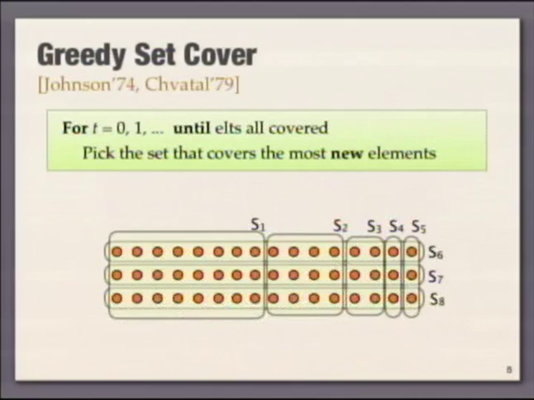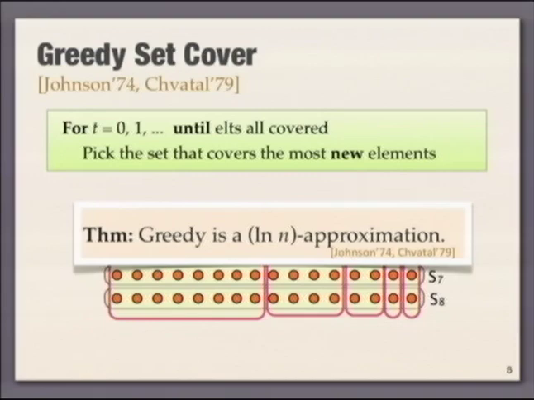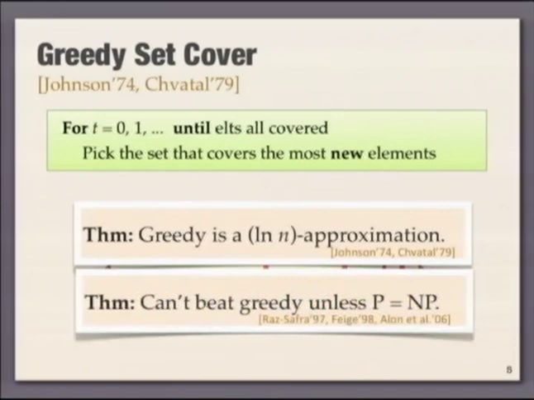Okay, there is a very simple algorithm to do set cover, and that's the greedy algorithm. It says, until everything is covered, I'm going to pick the set that covers the most new elements. So if you run that, it's going to pick something like this, S1, S2, S3, S4, S5, whatever. This is really simple. And you can also show that this is a natural log n approximation. Furthermore, you can also show that you can't actually beat it unless something horrible happens. So in a sense, this is one of the best things that people can do, assuming that you have a hard instance and P is not equal to NP.